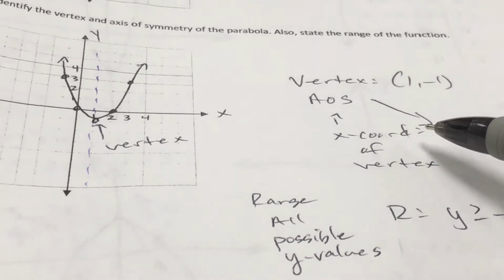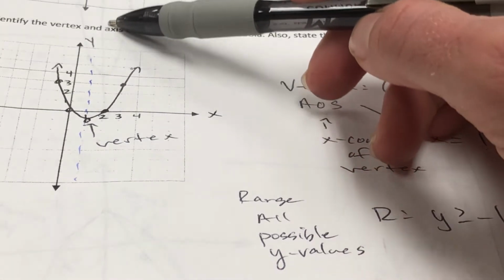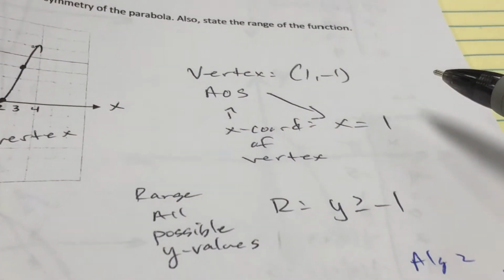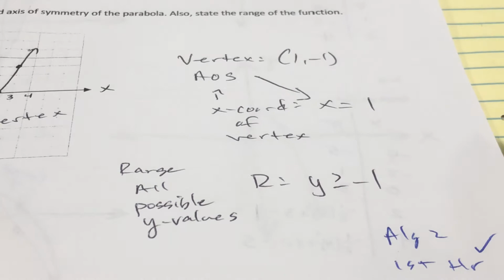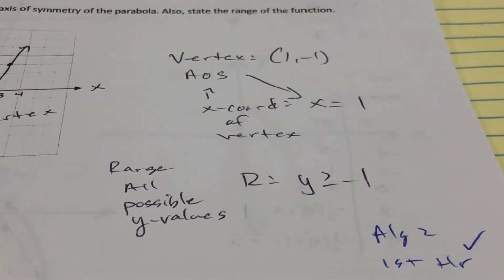The range is all the possible y values. Negative 1 is the smallest y value. Then y is going to get bigger and bigger and bigger until it approaches positive infinity. So y greater than or equal to negative 1. Algebra 2, that's a fine way to answer it this year.